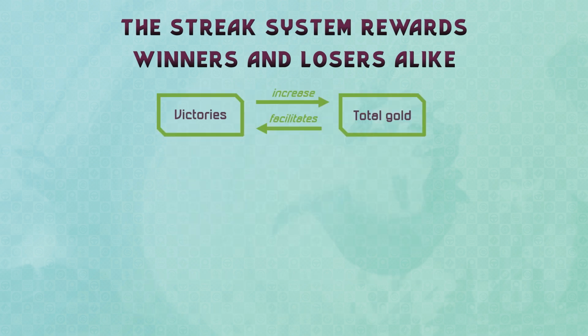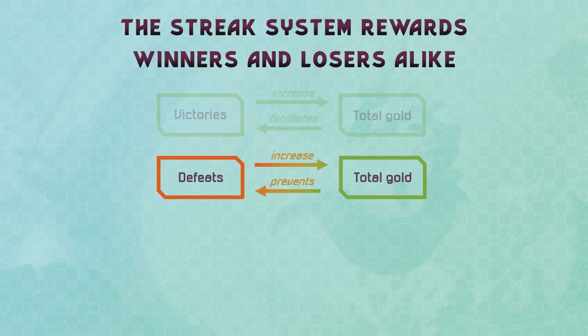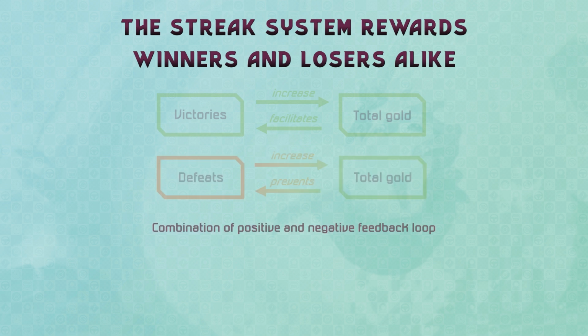So the feedback loop looks like this. We have victories, which increase our total gold, which facilitates additional victories, because we can use the money to upgrade our team. That is the positive feedback loop here. But then there's also the defeats that also increase our total gold, which should prevent us from losing in the future. You can already see that this streak system is an interesting combination of a positive and a negative feedback loop merged into one mechanism.